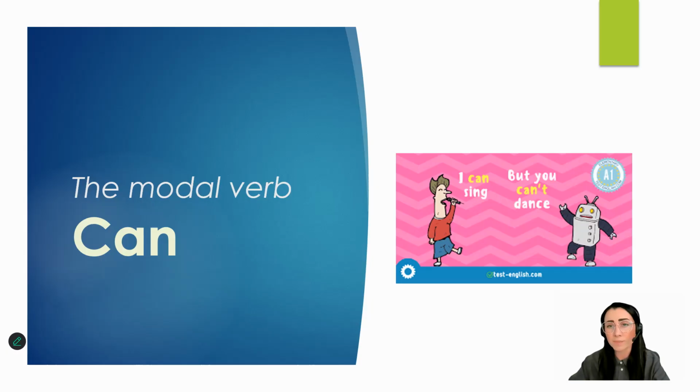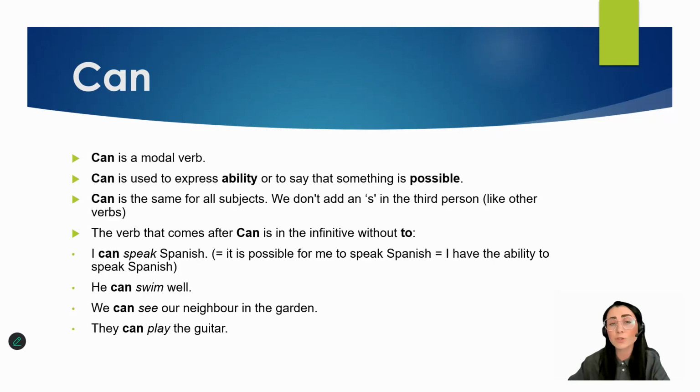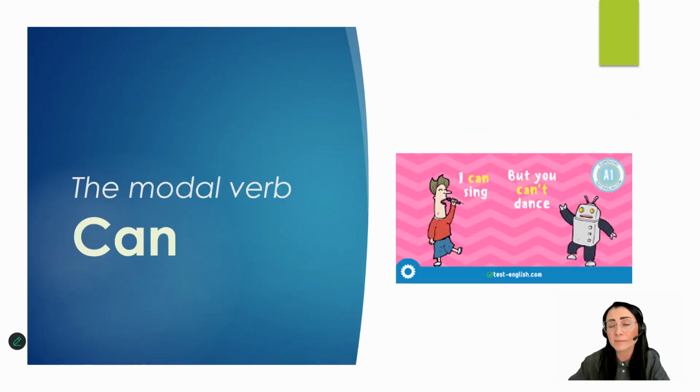Have a look at the picture. I can sing, but you can't dance. The word can is used to express ability, to say that something is possible. I can sing. It is possible for me to sing. I can do it. It's my ability. I am able to sing.